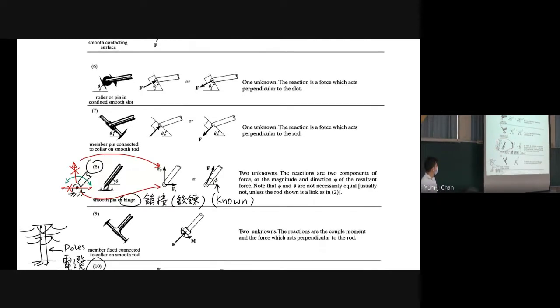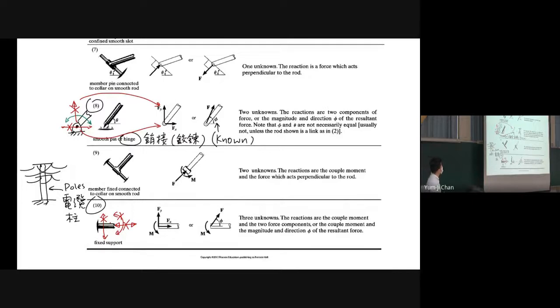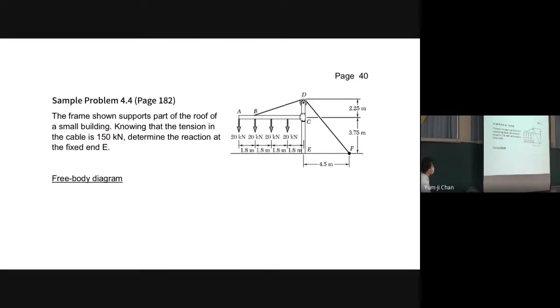Number 10 is called a fixed support. For a fixed support, like poles for the power supply, it means we cannot move in the vertical direction, we cannot move in the horizontal direction, and we cannot rotate. So we have forces in the horizontal and vertical directions, and a moment here. We talked about these things for a whole week, so let's work on an example.